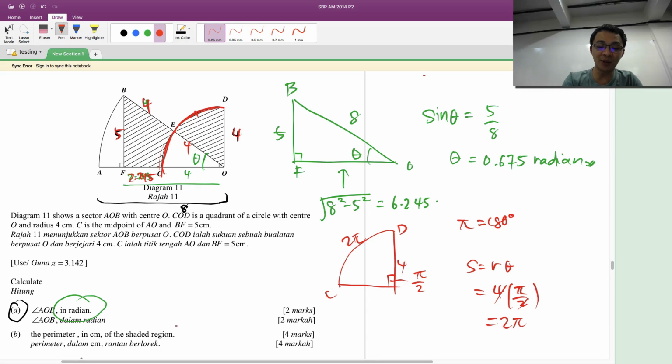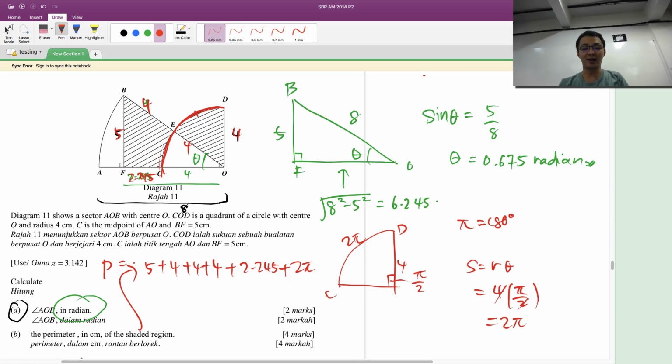In order to find the perimeter of the shaded region, I will just say 5 plus 4, and then plus 4, and then plus 2.245, and then plus the whole thing, 2 pi. I hope I don't miss anything. This is how we do perimeter. Then you just use the calculator. So 5 plus 12 plus 2.245 plus 2 pi. So your perimeter should be 25.53 centimeters.